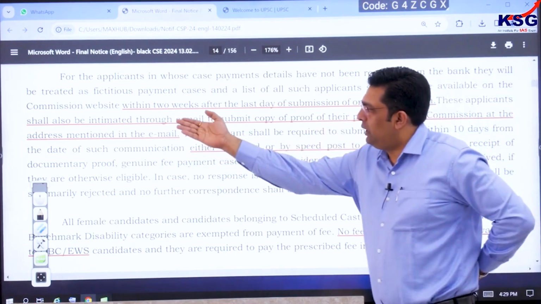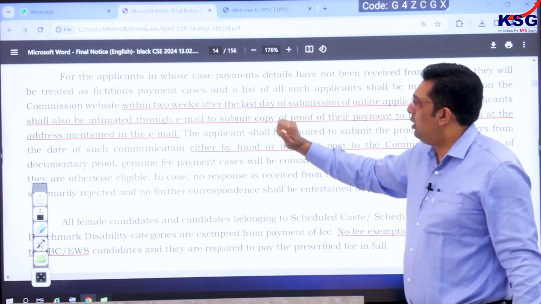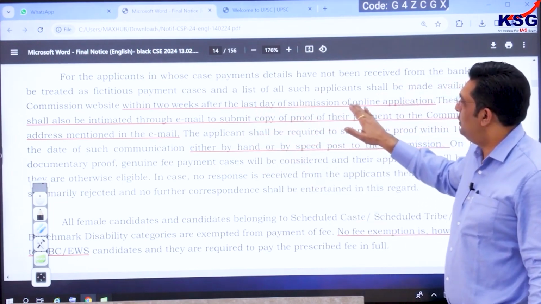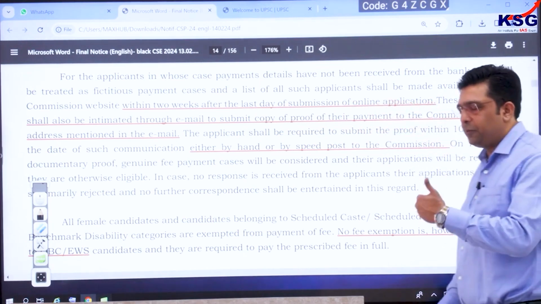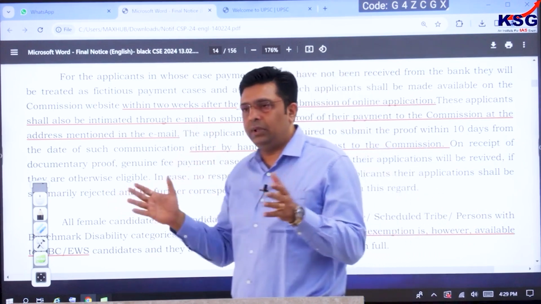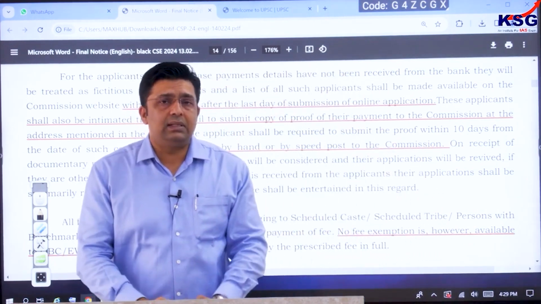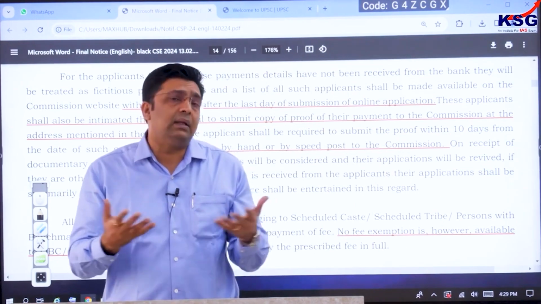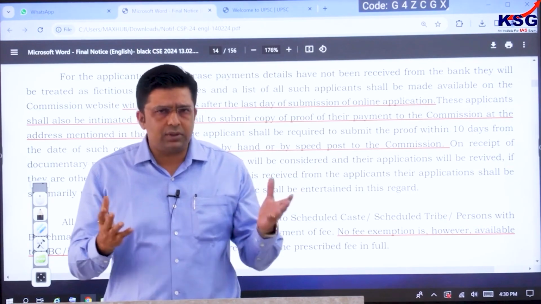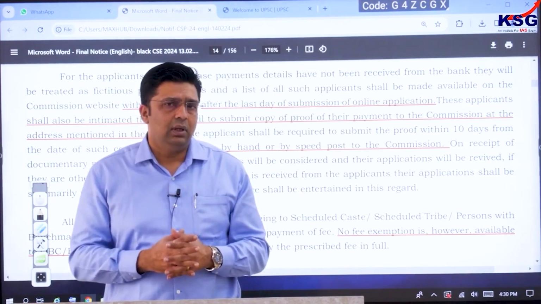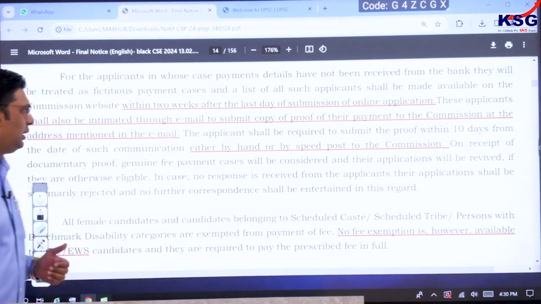These details would be coming up within 2 weeks of the last day of the submission of the online application. So whenever it is 5th March, within 2 weeks make sure that you look into the UPSC website to see whether your details are there, because you may be thinking you have paid the prescribed fee, however because of some issue the details are not with the UPSC. Okay, once check that as well.